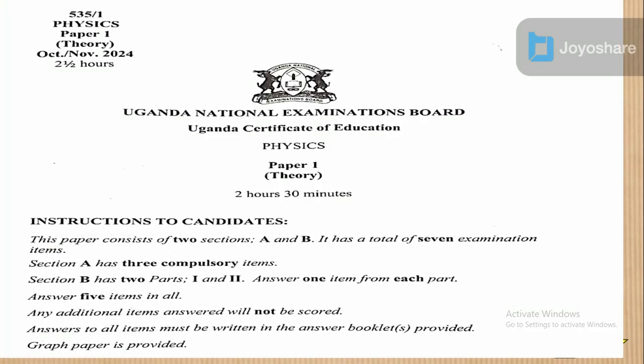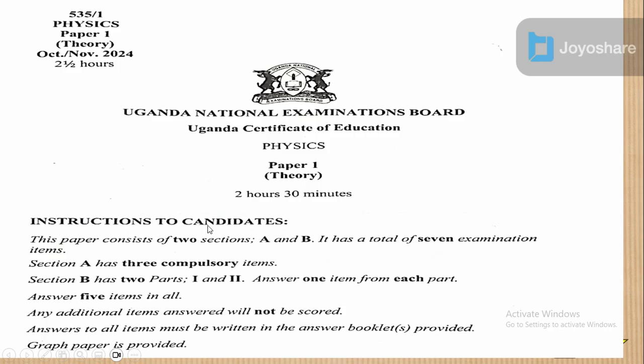Okay, so let's now kickstart. Before we go into the items, let's look into the instructions they gave us. The paper code is 535/1, Physics Paper 1, Theory. Please, this is the first paper of physics, new curriculum as far as UNEB is concerned. The paper lasts for 2 hours and 30 minutes. Let's go through the instructions.